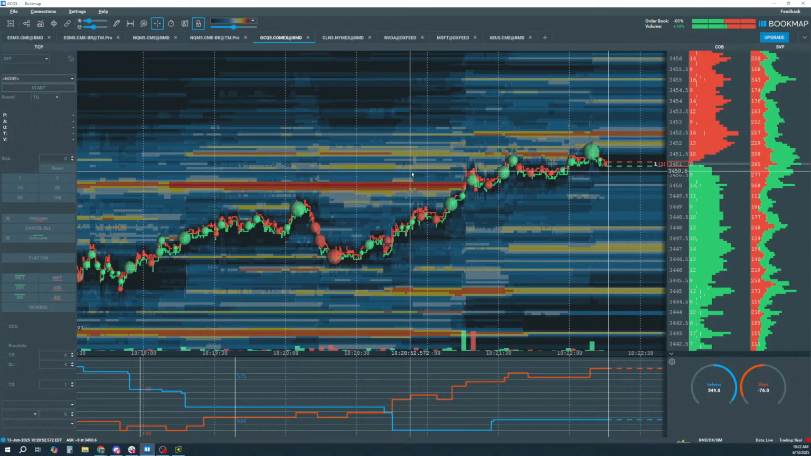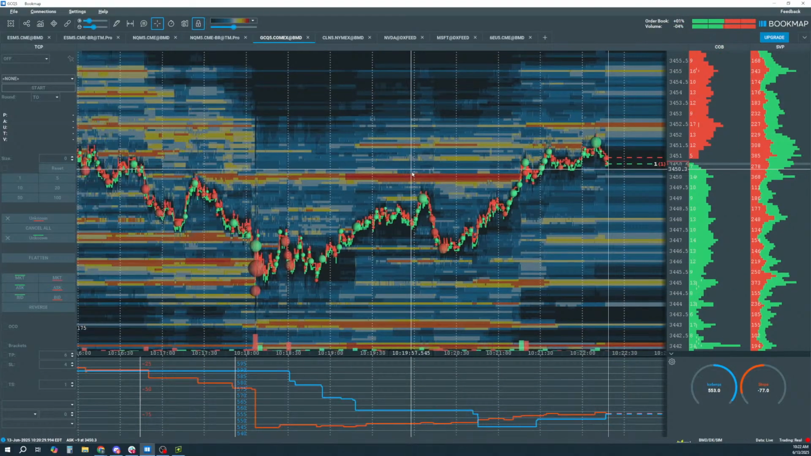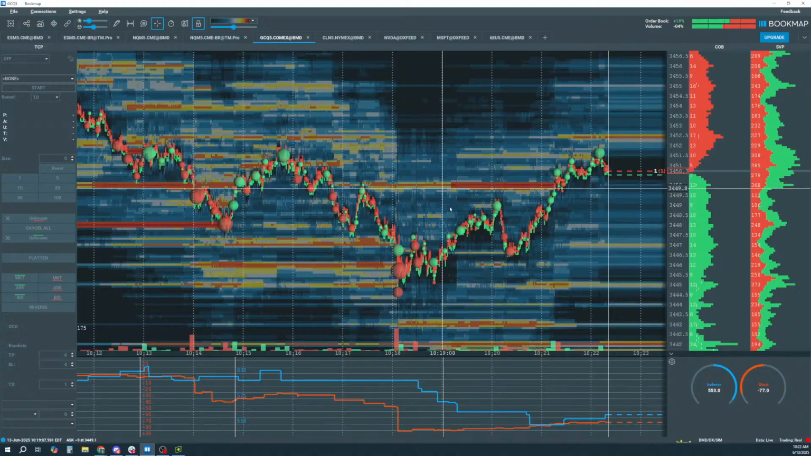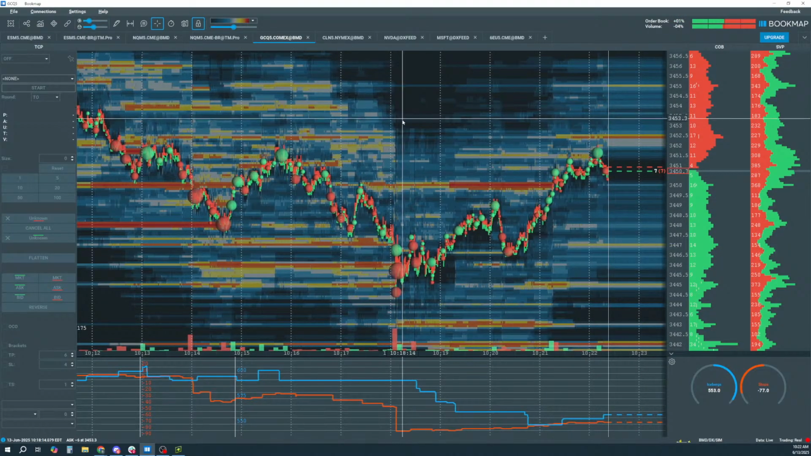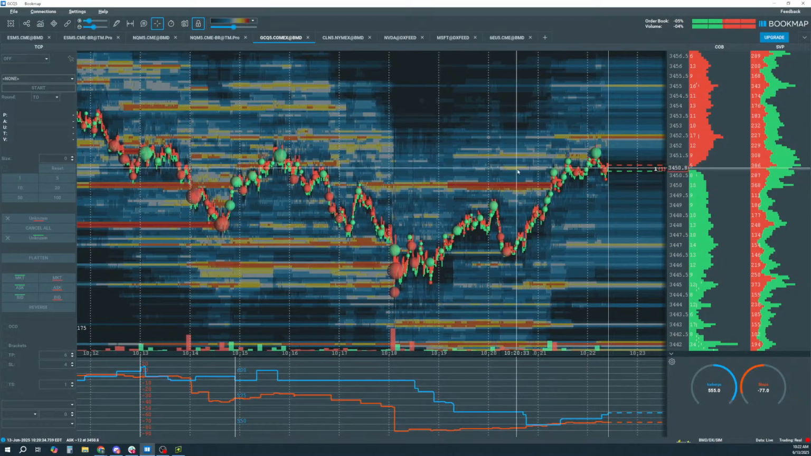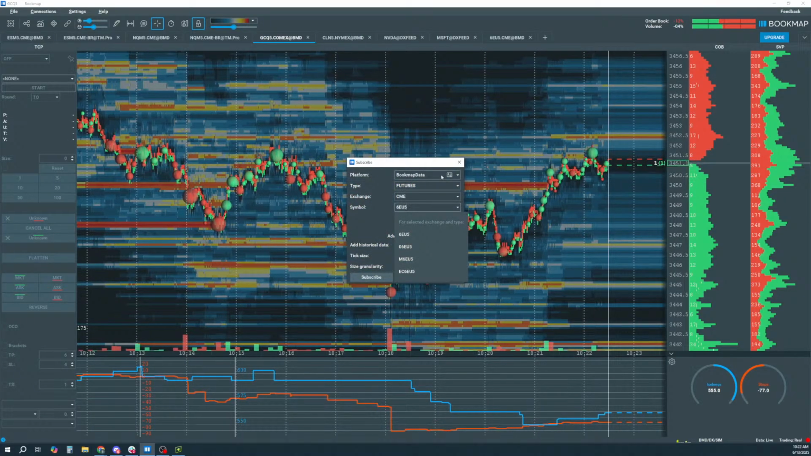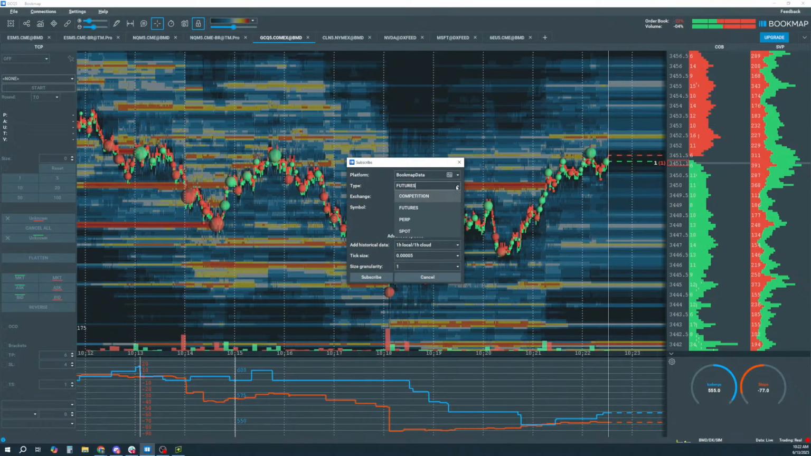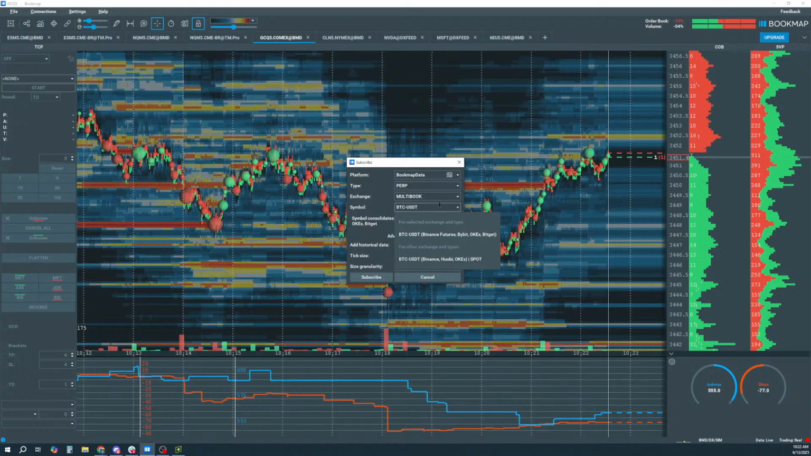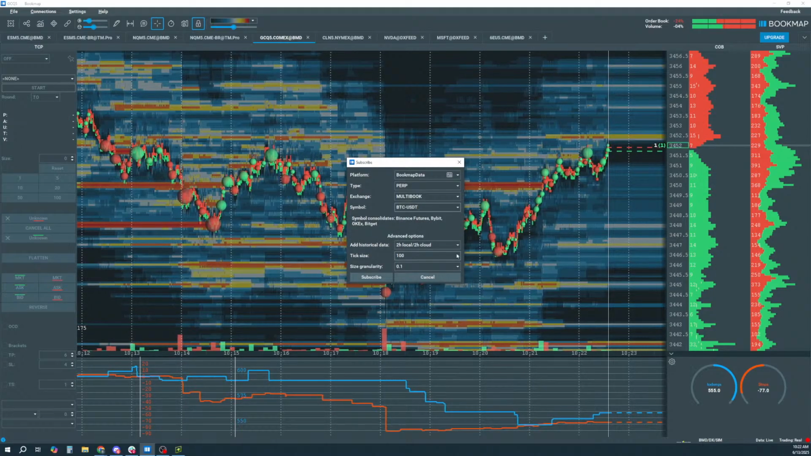Yeah, we look at the crypto markets as well, but haven't for a while, actually. We can add that. I'll add the perpetual.